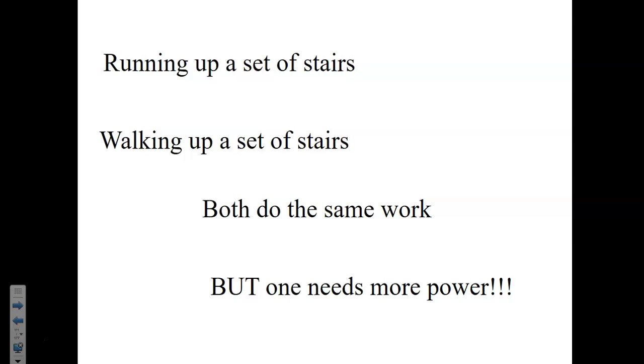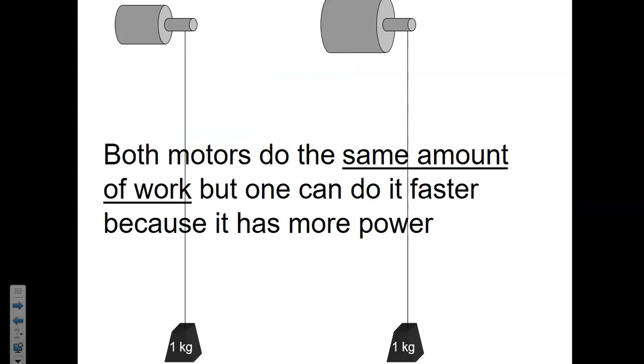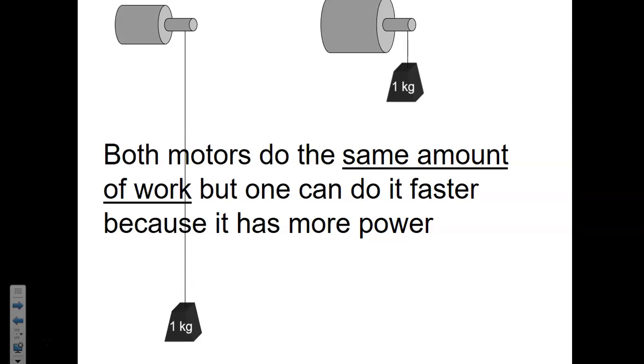So if you walk up a set of steps, you change your gravitational potential energy, and you do work. If you run up the same set of steps, you do the same amount of work, the same change in potential energy. But in order to run up the steps, you need to do it more quickly, and that requires more power. Here we've got two motors. They both do the same amount of work, but the larger motor is more powerful. It can do the same job more quickly.